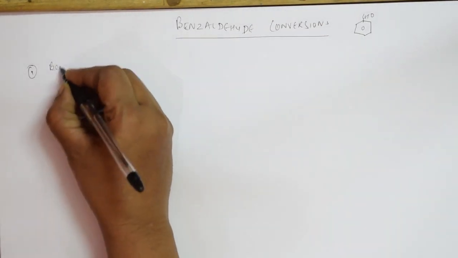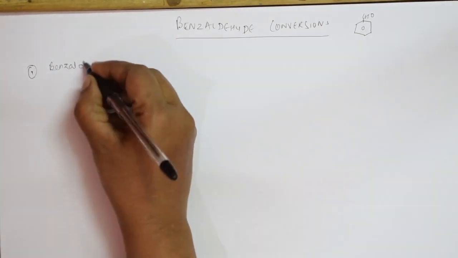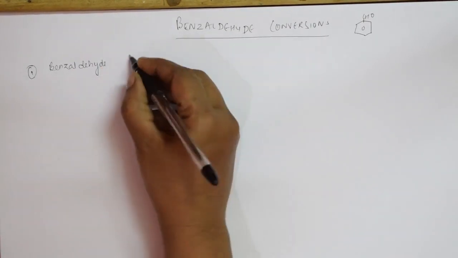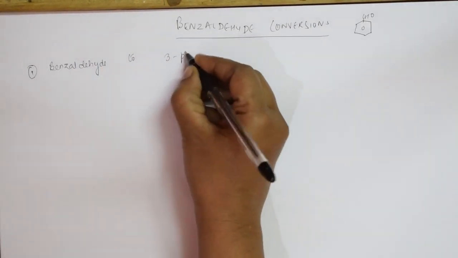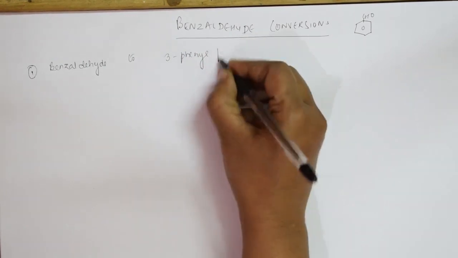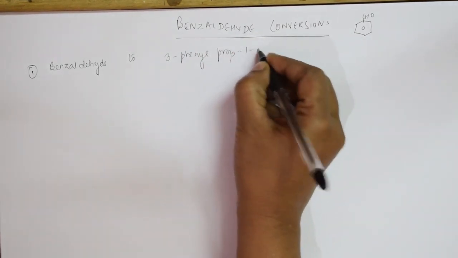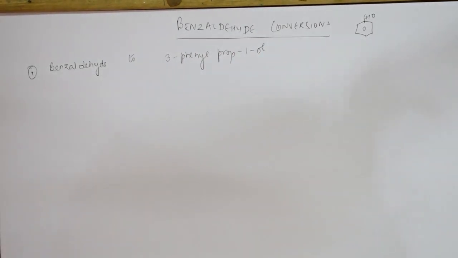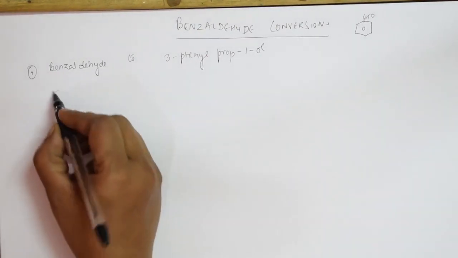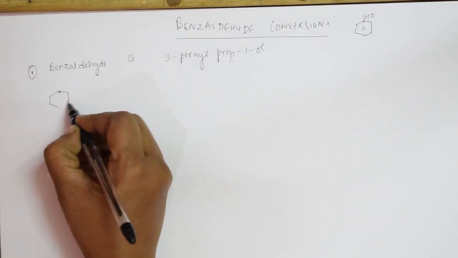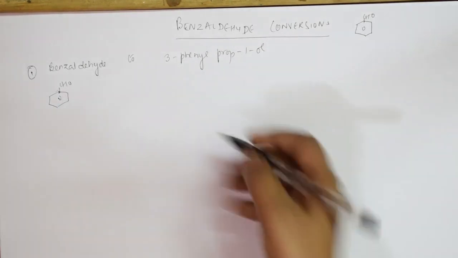Let's see. The first one: if they ask me to convert benzaldehyde to 3-phenylprop-1-ol, this is the conversion. What should you do? First, let me write the formula. Benzaldehyde is this formula, isn't it? Done. What should I convert it into?